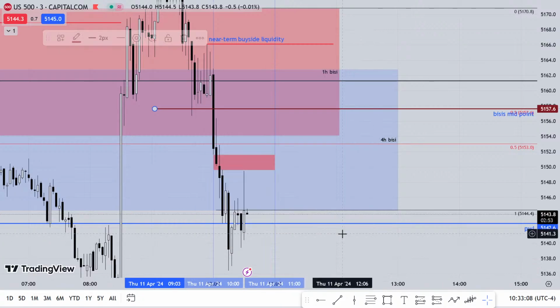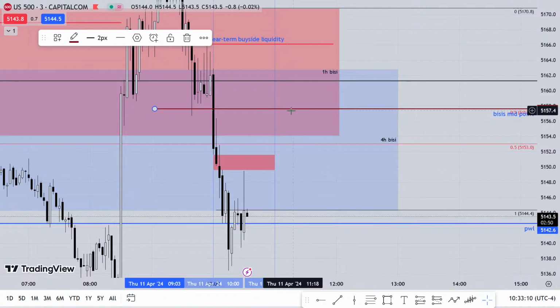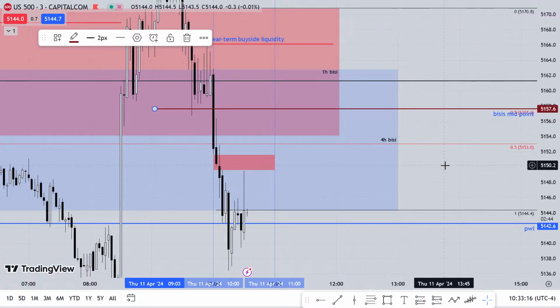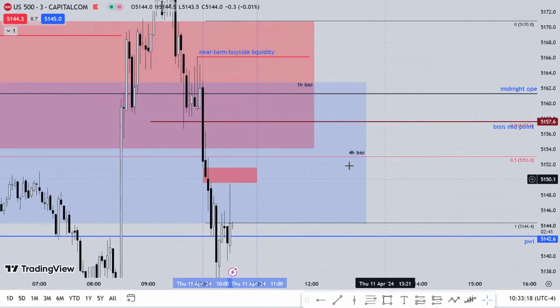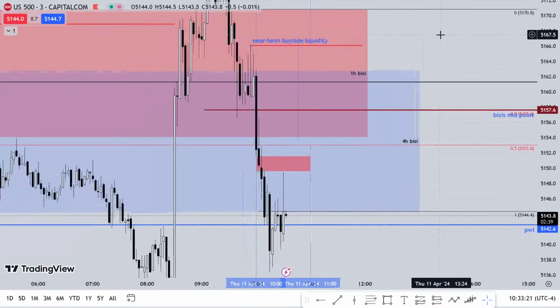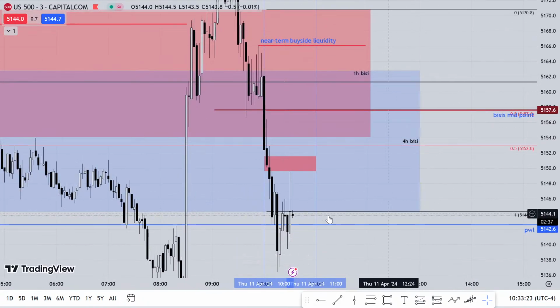So we should at least trade up into the midpoint of these BCs, combining the 4 hour BC and the 1 hour BC, since we are currently ranging inside of it.